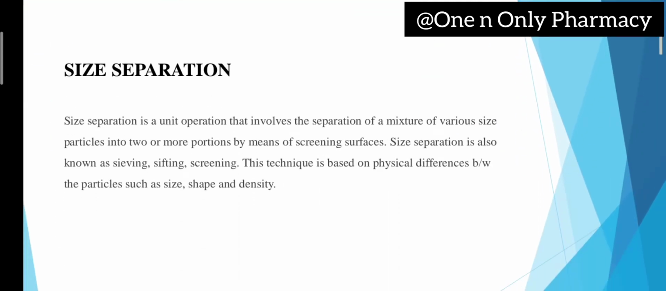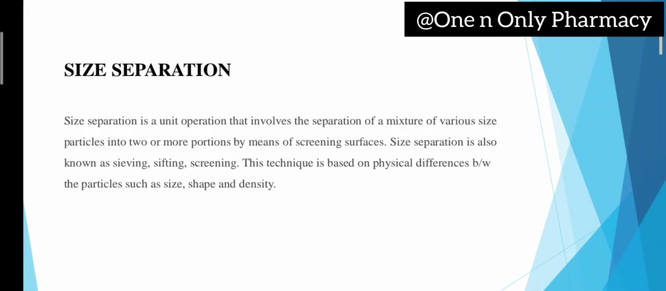Size separation. Size separation is a unit operation that involves the separation of a mixture of various size particles into two or more portions by means of a screening surface. Size separation is also known as sieving, sifting, and screening. This technique is based on physical differences between the particles such as size, shape, and density.